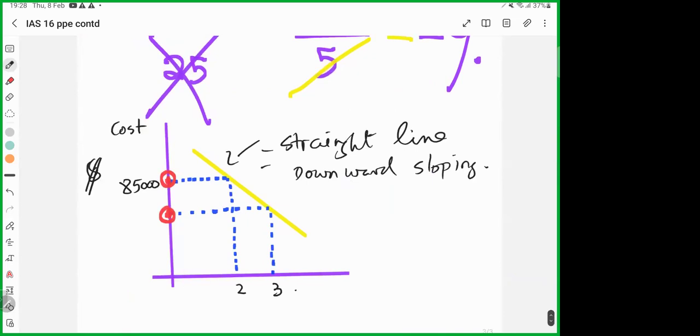See, every year, how much is my depreciation? It was 20, for example. So that means, for example, how much should it be? 65. Excellent. Excellent.